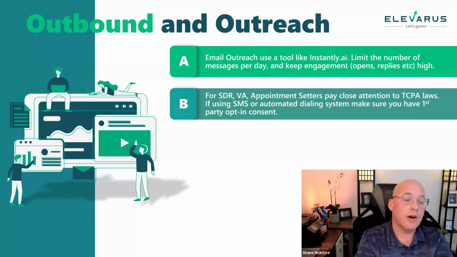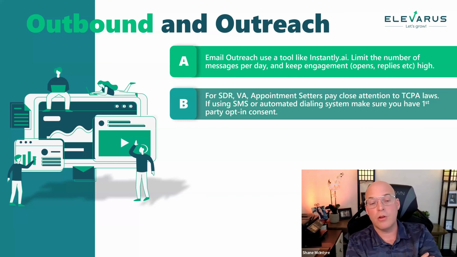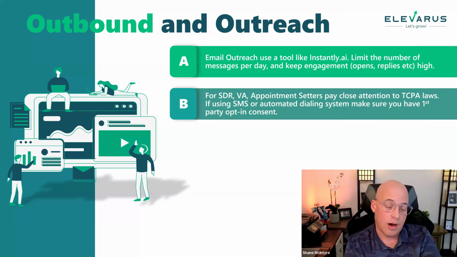If you're using SDRs, VAs, appointment setters, as I mentioned before, make sure you're paying close attention to these TCPA laws. There's a lot of changes coming down the pipe. If you're using any kind of SMS system, you have to have first party consent. And that's going to be true even if you're doing any kind of outbound outreach.